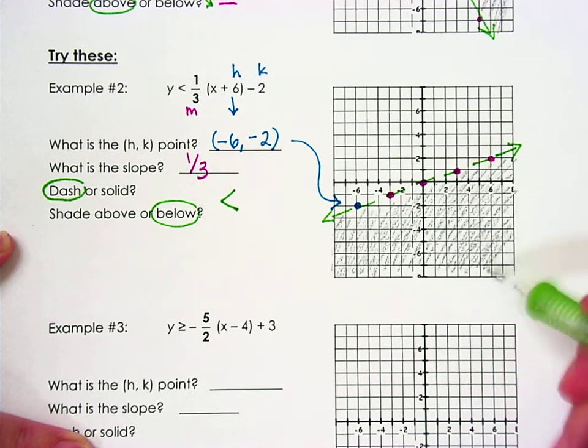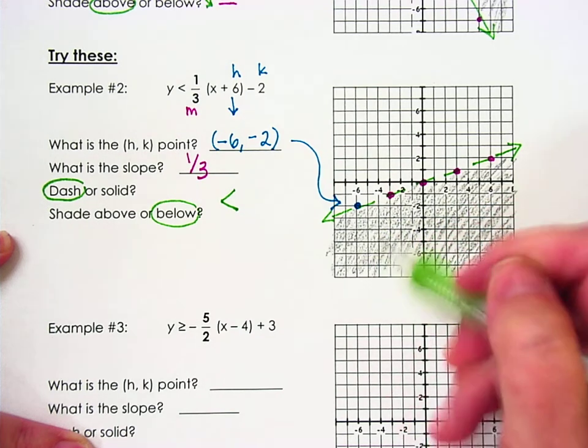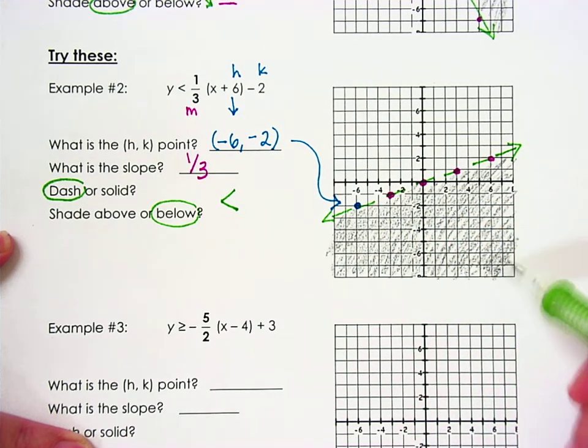The great thing about this h, k form is that it connects to all the functions we're going to be studying this year, and all the different versions of those functions have an h, k form that we'll be using.